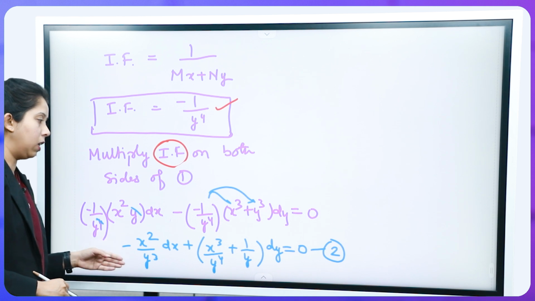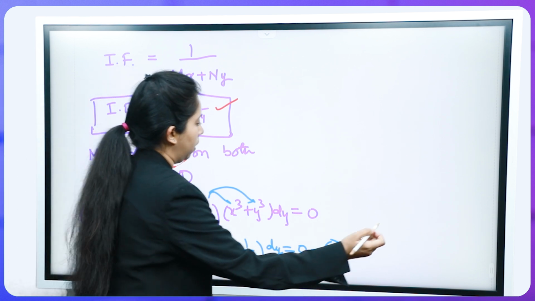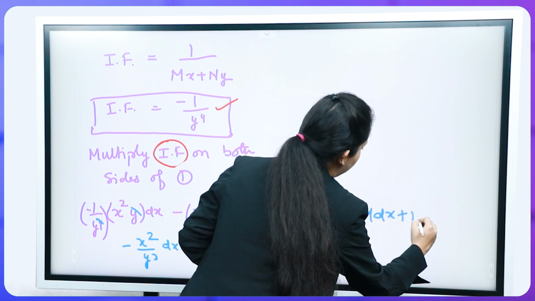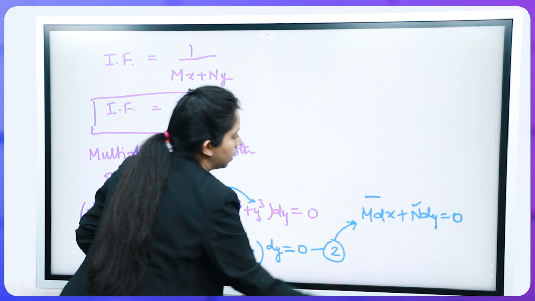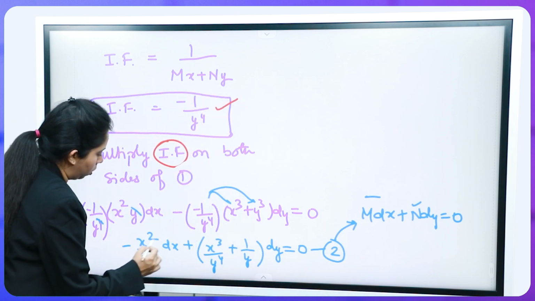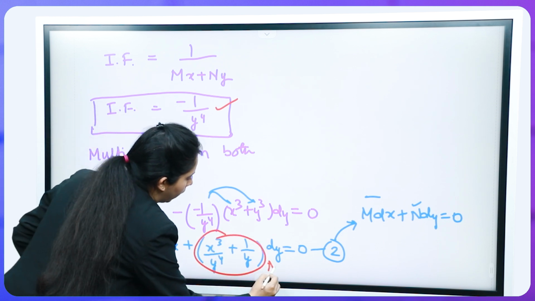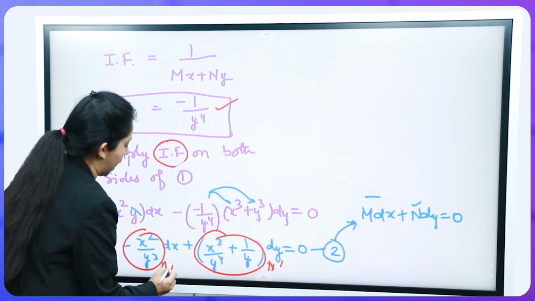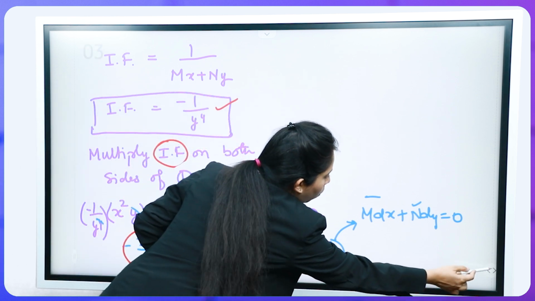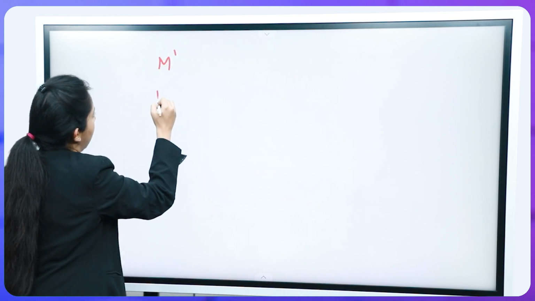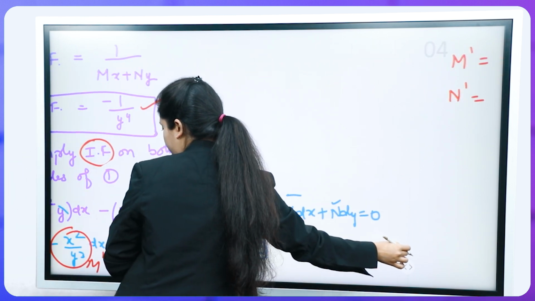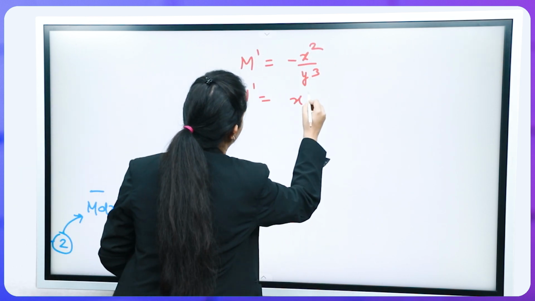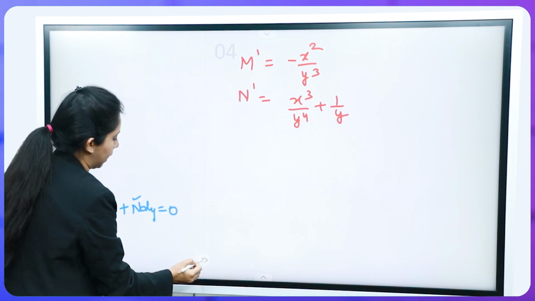Now we will test whether the given differential equation is exact or not. Again we will compare it with the standard form of exact differential equation, which is M dx plus N dy equal to 0, where the coefficient of dx is M, whereas the coefficient of dy is N. Because we have already denoted the coefficients by M and N, it is better that we denote them by M dash as well as N dash. So here M dash is minus of x² by y³, and the value of N dash is x³ divided by y⁴ plus 1 upon y.